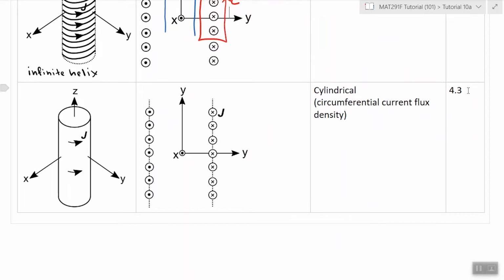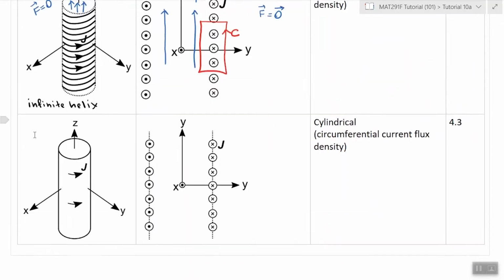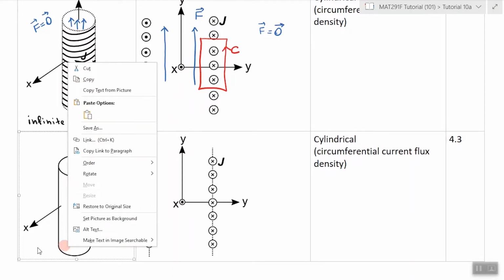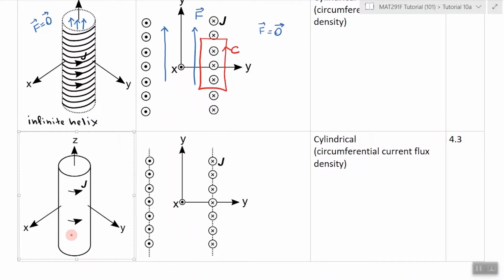Also in section 4.3, there is a bit of discussion about other kinds of cylindrical geometries where the current is circumferential. One of those would be when, instead of this helical kind of geometry, you just have a sheet of current. You could also have, which I'm not showing here, a shell with current that's not thin. So you would have some sort of thickness to the shell.